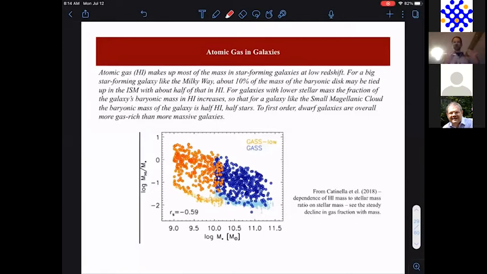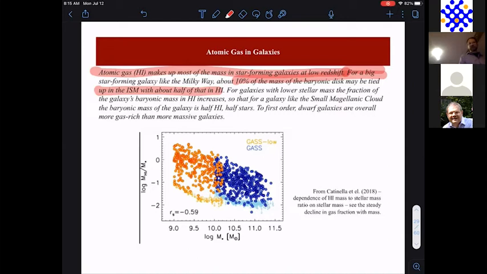So I will show a slide on early type galaxies at the end of this small set of slides. But right now I'm focusing on galaxies that are actively star forming. And so the crucial thing with the atomic gas, which we've said already, and this is in sharp contrast to what you're going to hear in the lecture later this afternoon or the next lecture, whatever time it is for you at the moment, is that at redshift 0, atomic gas by roughly a factor of 3 makes up most of the mass in star forming galaxies. If you want to anchor this to the stellar mass for a big galaxy like the Milky Way, maybe 10% of the mass of the baryonic disk is tied up in the ISM, with about half of that in the HI, and the remainder basically split between low density ionized gas and molecular gas.